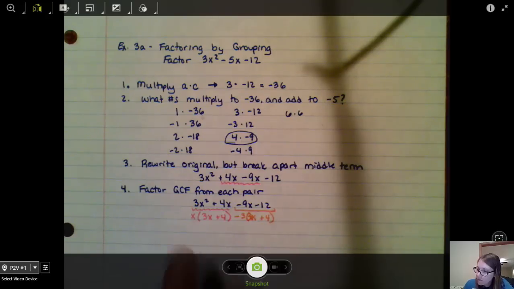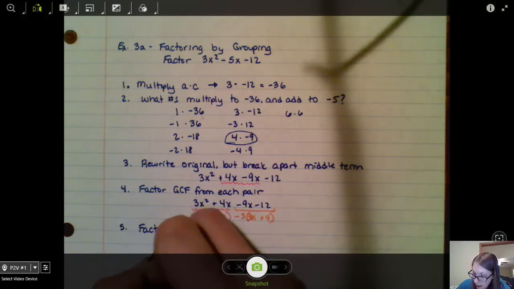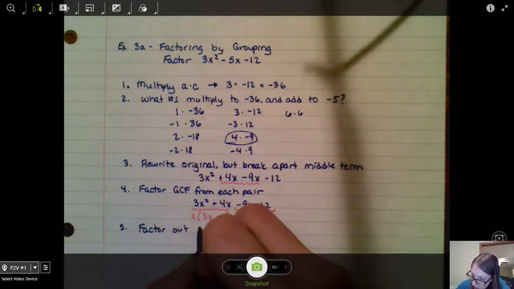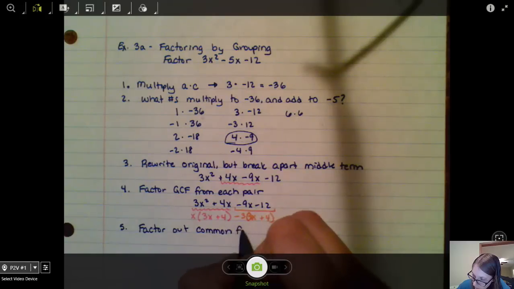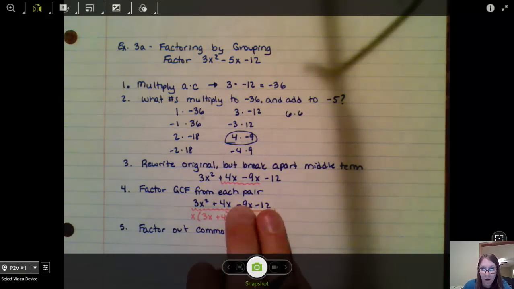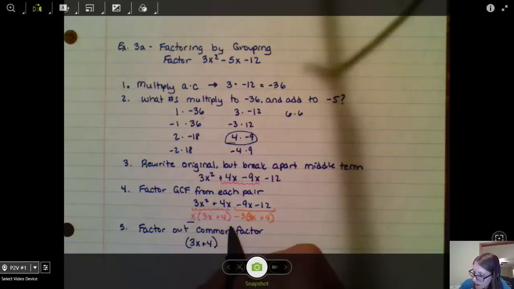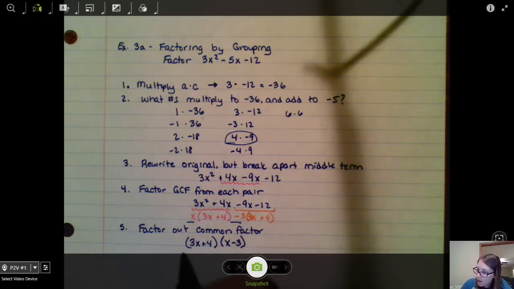Now, if you notice, 3x plus 4, that factor, is there twice. And since we have a common factor, we can factor out that common factor. Just like right here, we factored out an x. We can factor out a 3x plus 4 from these guys. 3x plus 4. And then what's left over? I have an x minus 3. This is our answer. 3x plus 4 times x minus 3.